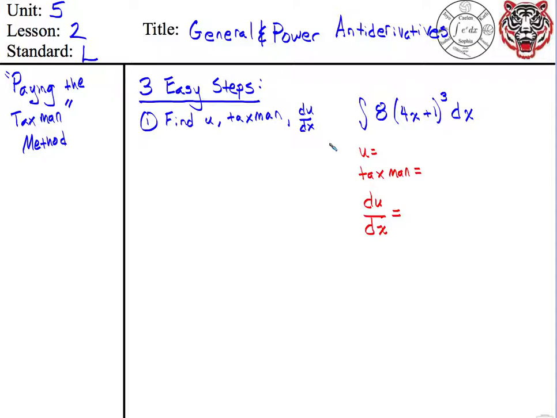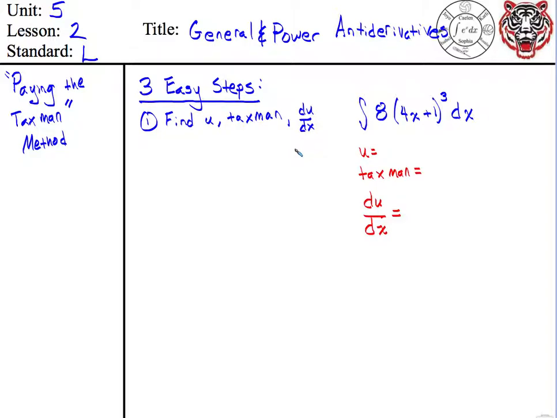It's a really great way to do U substitution, and I will formally teach all of us U substitution, but this is the cutesy little trick to get this through really fast. There are 3 easy steps. We're going to find U, we're going to find the taxman, and then we're going to find du dx. What is that again? With respect to x. Yeah, there it is. So let's go ahead and find U.